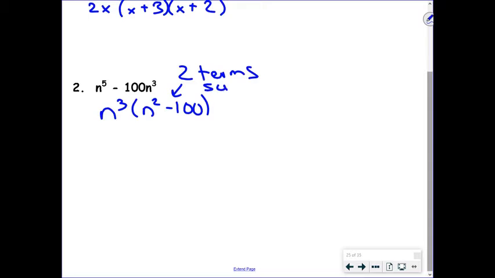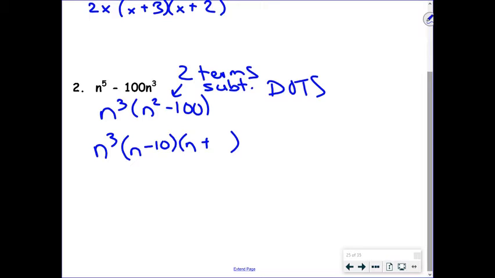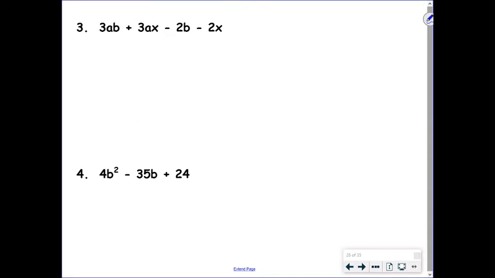Look, there's 2 terms. It's subtraction. I have 100, which is a perfect square. I should think it's a difference of two squares, meaning n plus 10, n minus 10. The middle term drops out. All right, pause, give 3 and 4 a shot.